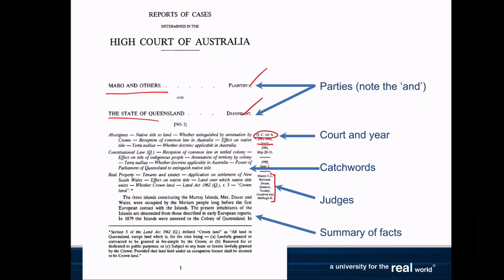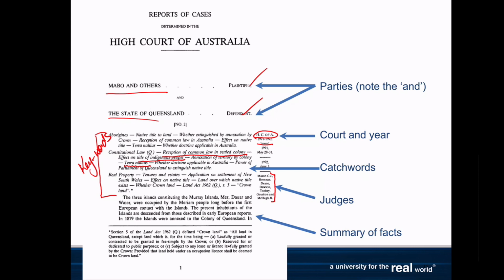Now the next thing that we can see are these catchwords. Okay, so these are like keywords to understand what the case is actually about. And these were very important prior to computerization. They're still important. So if you want to know what the case is about, the reception of common law in a settled colony, etc. And the effect on the title of Indigenous people. So we can start to see this is about native title, okay, and particularly the doctrine of terra nullius, okay.